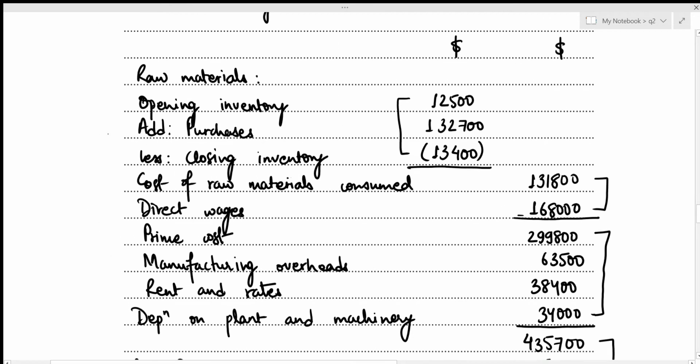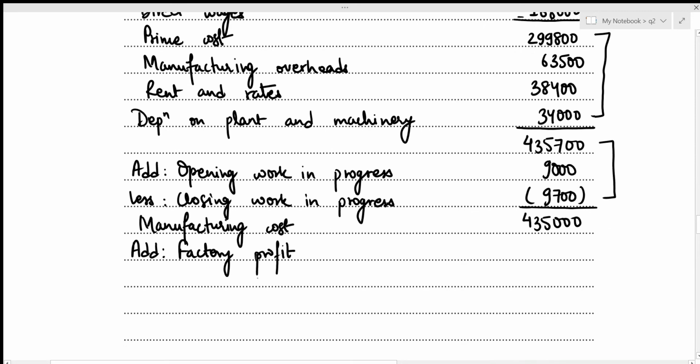That is just going to be 20% of the manufacturing cost. And we know that our manufacturing cost is 435,000. And 20% of it, we can just multiply it with 0.20. This gives our factory profit to be 435,000 times 0.20, which results in the amount of 87,000.